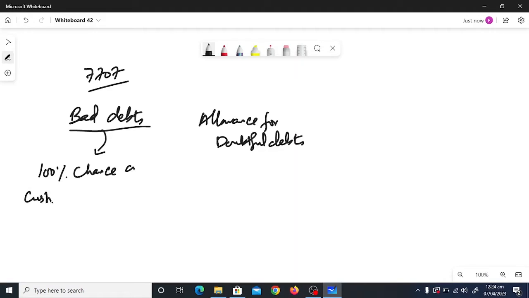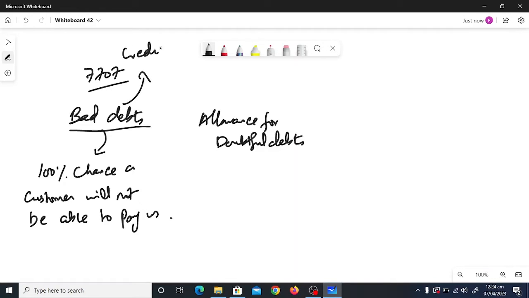First of all, starting with the concept of bad debts. What are bad debts? Bad debts means that there is a 100% chance that a customer will not be able to pay us. Why does it happen? The reason is that the customer might have left the country, or the customer might have become bankrupt. These are the two main reasons where we observe that the customer will not be able to pay us, and we have to record the bad debts.